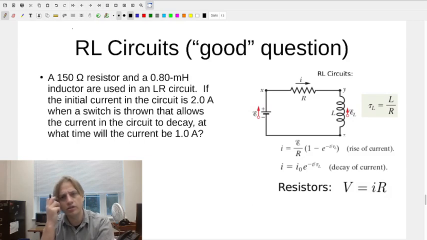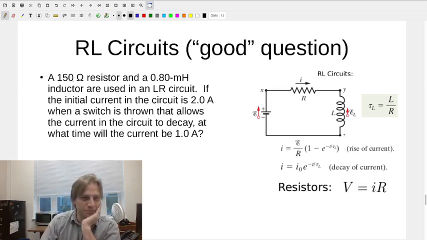Now in RL circuits, I know we haven't done a ton with this, but we are doing a lab with this week, so I want a little bit of this to be fair game on the test. This is what I would consider to be a good question. I would encourage you to be able to do this type of question, and I will show you an example of a bad question next.